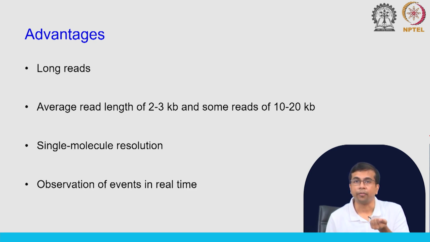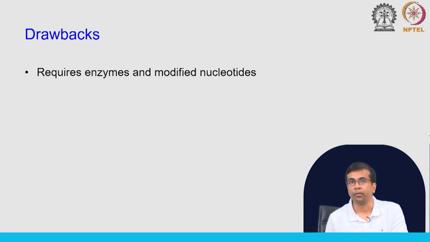And we also have observation of events in real time, and we have seen that we can measure these two parameters, interpulse duration and pulse width, which will have some applications that we will talk about later. What about the drawbacks? As we have seen, we require enzymes and modified nucleotides.